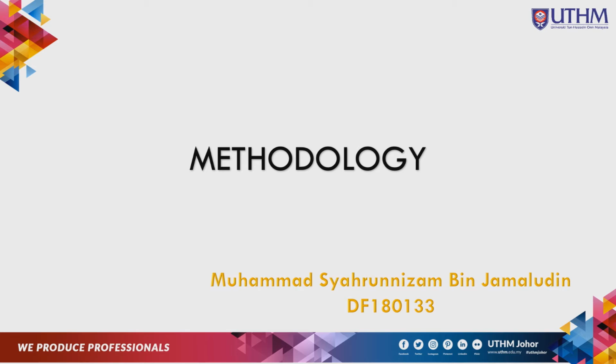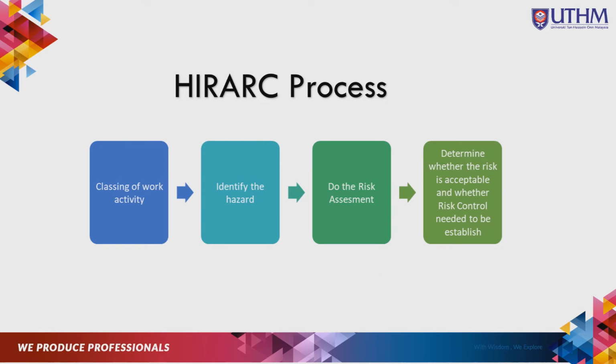So now I'm going to discuss the methodology of our project. In our methodology, we discuss how we are going to do the HIRARC. In this HIRARC process, the first thing we need to do is classify the work activity. We need to identify whether it is a chemical hazard, safety hazard, or health hazard. After we know the work activity classes, we identify the hazard, and then we do the risk assessment. The last step is to determine whether the risk is acceptable and whether risk control needs to be established.